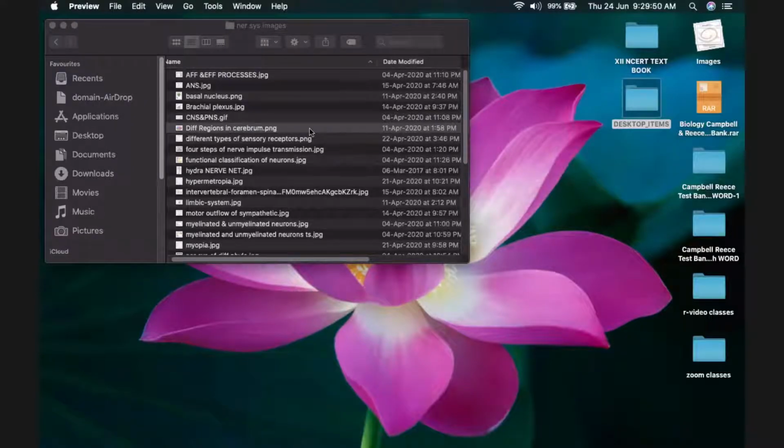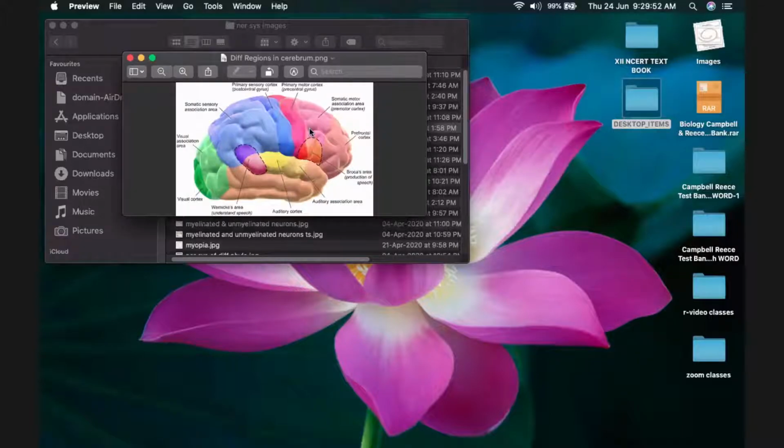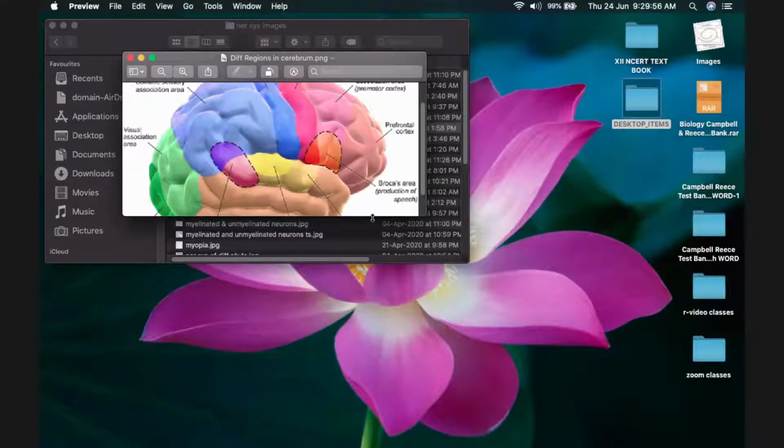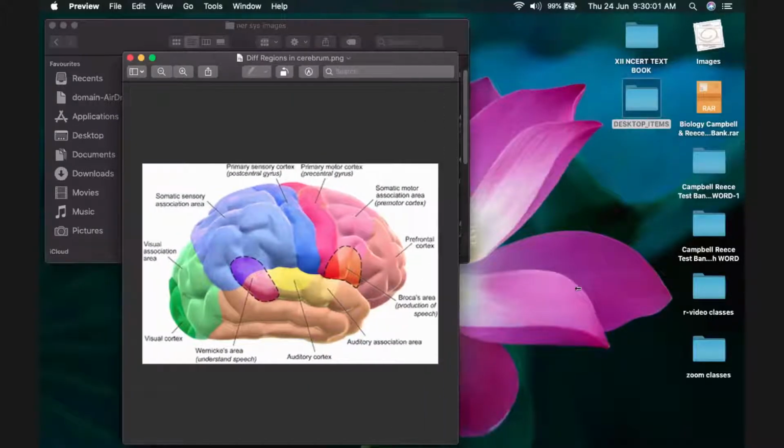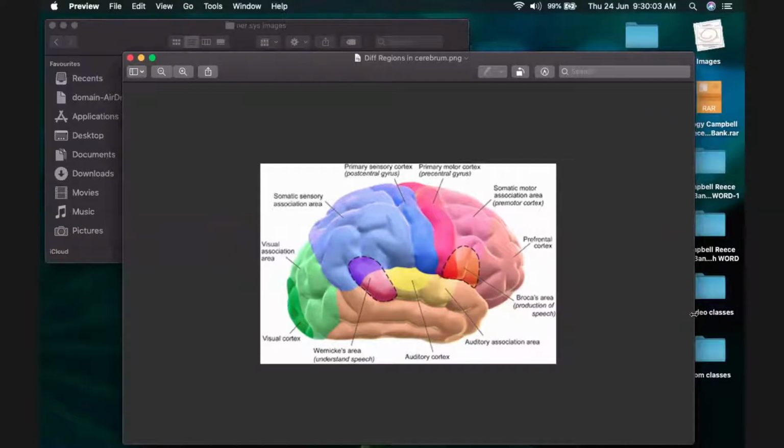Again, this also I'll post in your WhatsApp group. Is it shared? Yes, ma'am. So now note down this. Anyhow, I'm going to post it, no need of drawing.